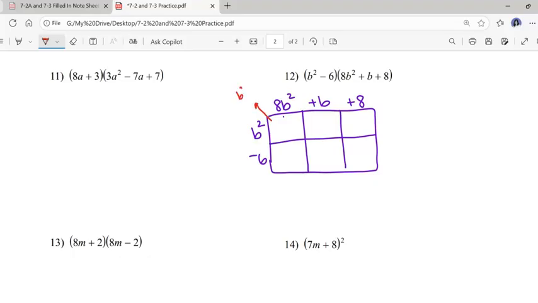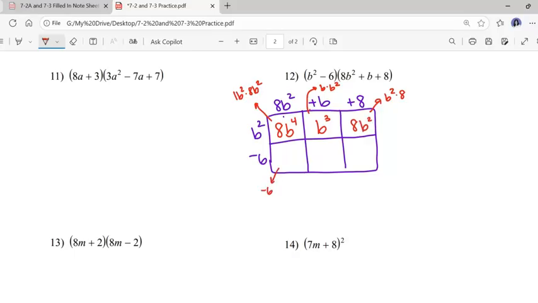So this first one, it's b squared times 8b squared. Well, here I really have a 1 times 8, which is 8. And then when I have a b squared and a b squared, that gives me b to the 4th. In this next box, I have b times b squared. So I don't even really have numbers besides 1. So this just gives me b to the 3rd. In the next box, I have b squared times 8, which is 8b squared.